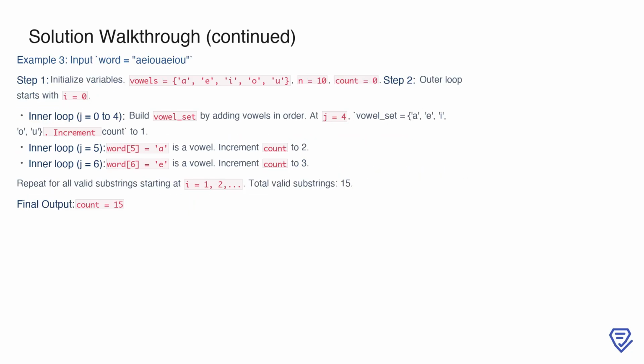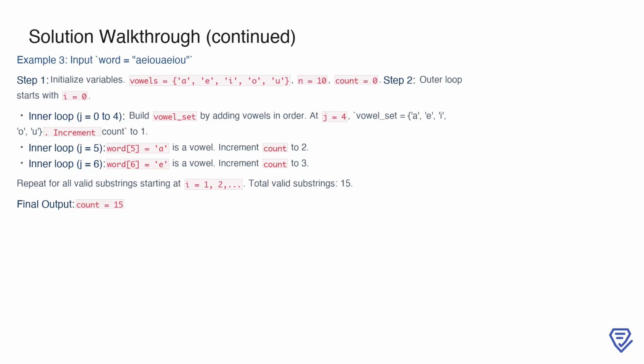In this final example, the input word is AEIOU, which is a longer string containing repeated sequences of all 5 vowels. As before, we initialize the vowel set, calculate the string length as 10, and set count to 0. When the outer loop begins with i equals 0, we start building the vowel_set in the inner loop. From j equals 0 to j equals 4, we sequentially add A, E, I, O, and U to the set. Once all 5 vowels are present at j equals 4, we increment count to 1.